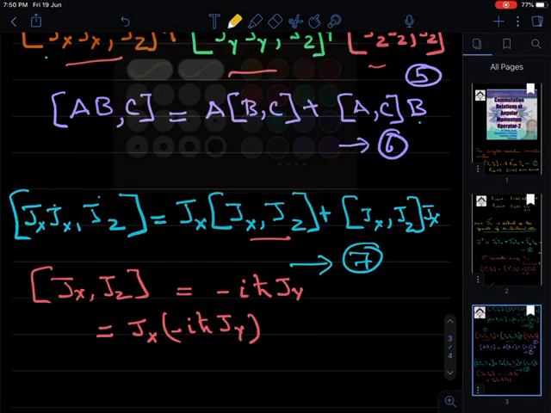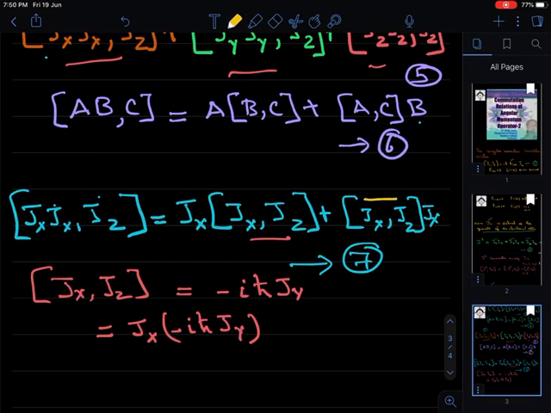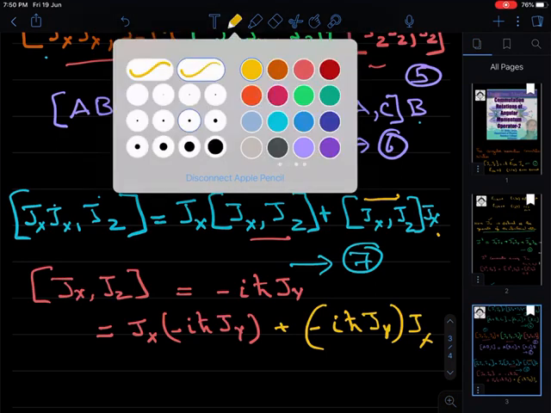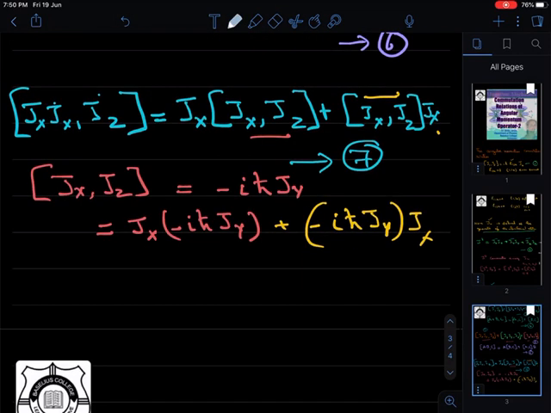Okay. And again we have here jx, jz again. So that also will become, what is it? Minus iħ jy times jx. So you can write this as equal to, tell me, it is minus iħ.